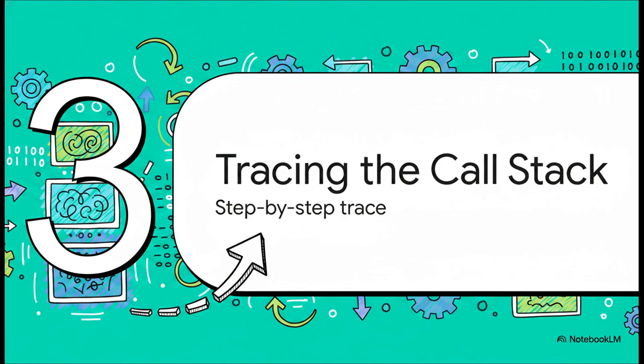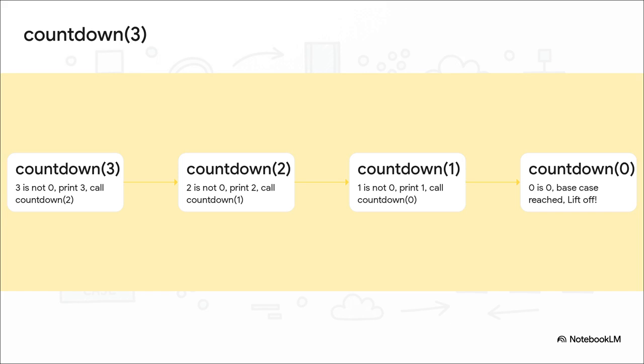Okay, Section 3, Tracing the Call Stack. Let's trace this out. Imagine we run our program and pass in the number 3. The computer checks, is 3 equal to 0? Nope. So it prints 3 and fires off a completely new call for 2. Then that call checks its base case, prints 2, and calls 1. This repeats safely until we finally call 0. Boom! The 0 condition is met, the base case triggers, it prints liftoff, and the whole sequence stops. The input safely shrank right down until it hit the brakes.